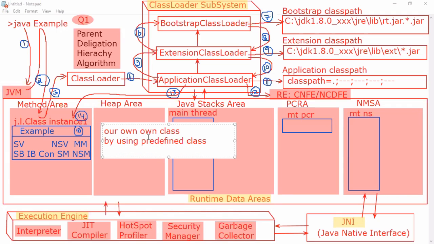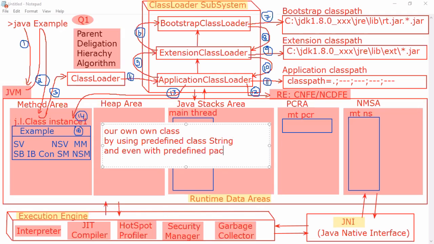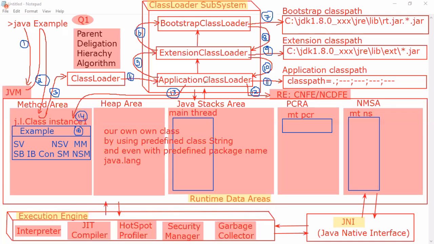For example, I can create my own class with the name String, even with the predefined package name java.lang. If I create my own class with java.lang.String, then when I use the class java.lang.String, if the application class loader directly searches for the class in the application class path, java.lang.String is loaded from our current directory, and predefined classes are never loaded into JVM.